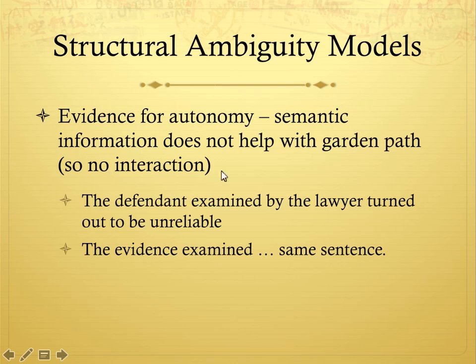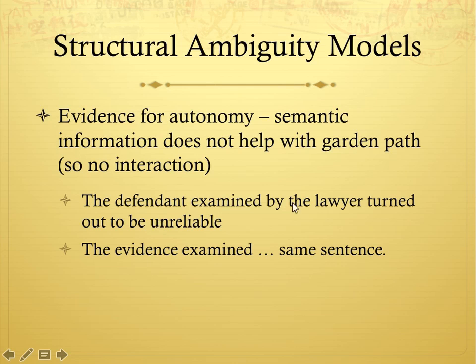Because this garden path sentence, the defendant examined by the lawyer turned out to be unreliable, is a garden path because we can't attach lawyer and turned together, right? We have to do turned out to be unreliable as part of the defendant, and the lawyer examined is the noun phrase, verb phrase. So it's a garden path because it leads you astray, thinking that this is noun verb when really this by the lawyer is an embedded clause. However, evidence can't examine, so we don't create that picture.